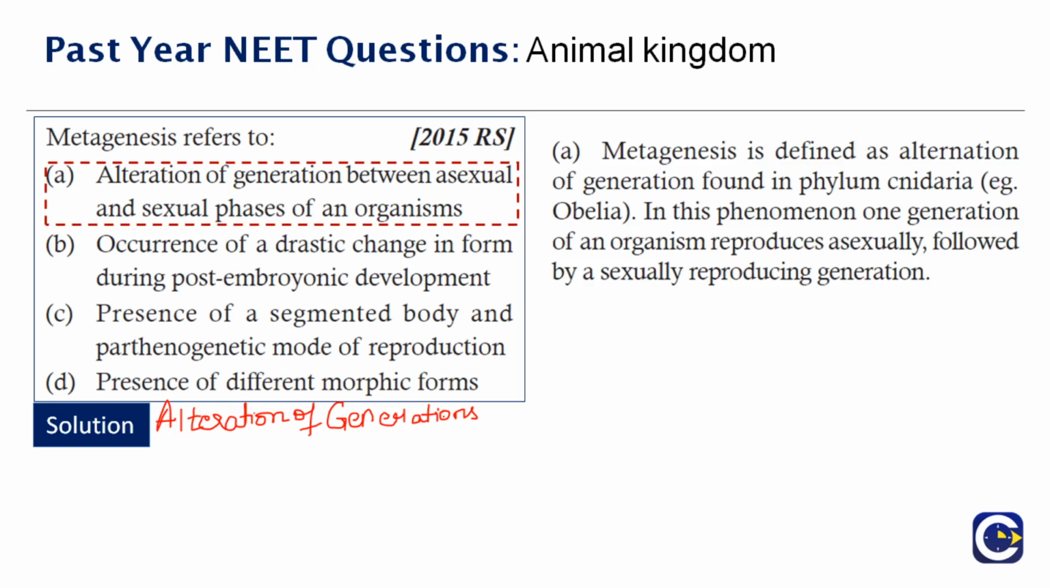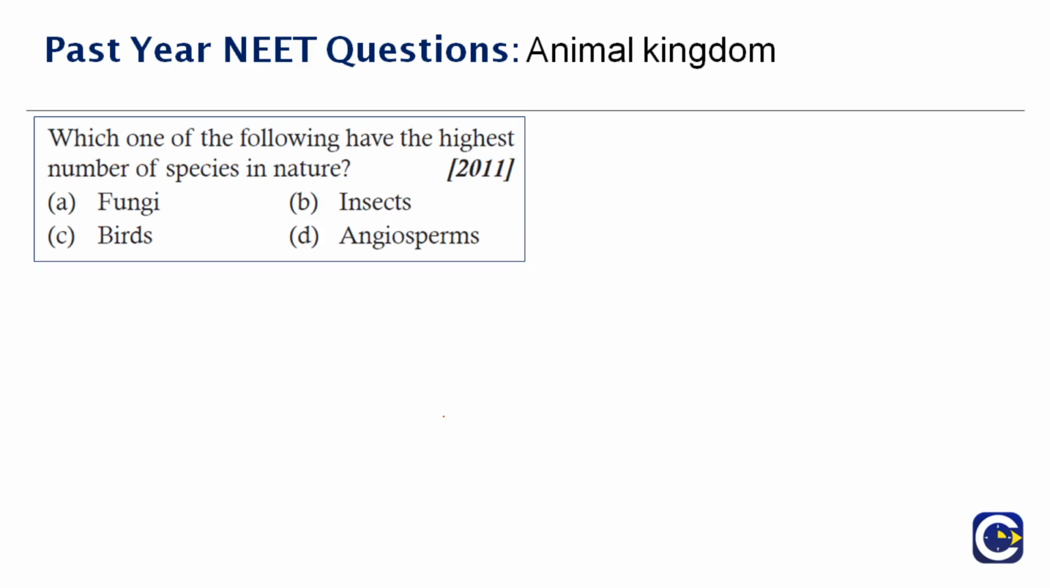They have given you an example here. The phylum Cnidaria is an example for this metagenesis. Okay, next question here. Which of the following has the highest number of species in nature? This is an easy question for you to answer, I think.